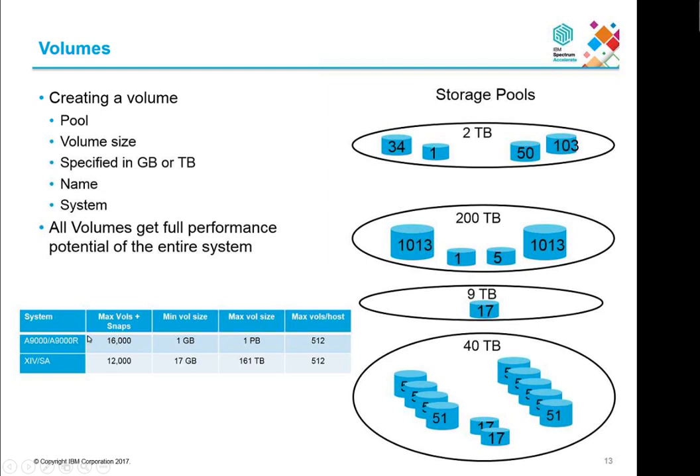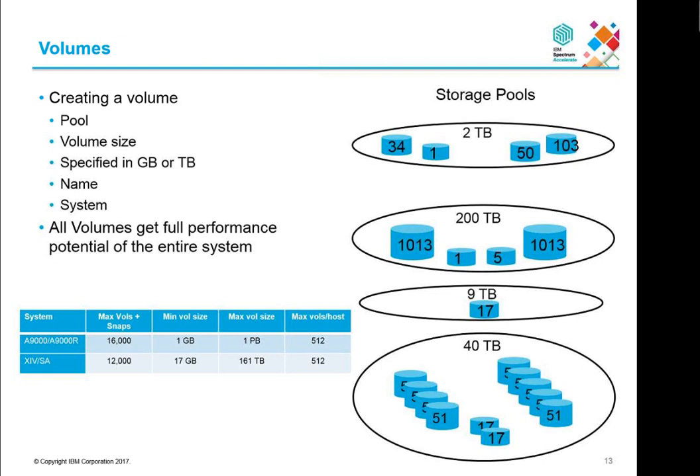Come to think of it, I don't think you guys are getting the A9000. I think you're only getting A9000Rs. But again, we bumped up the number of volumes from 12,000 in XIV to 16,000 for the A9000. We've changed the volume size, right? A min volume size and max volume size here.